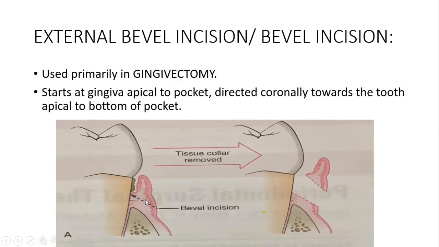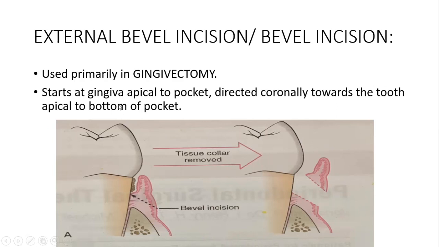In perio you cannot say downward or upward. You have to use professional words, so it says apical. Apical to the pocket, that is downward from the gingiva, directed coronally towards the tooth. Coronally means towards the crown, that is upward. Apical means towards the root apex, that is downward. So you move upward towards the crown, and then it says apical to the bottom of the pocket, that is downward to the bottom of the pocket.